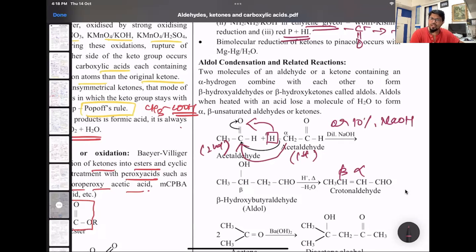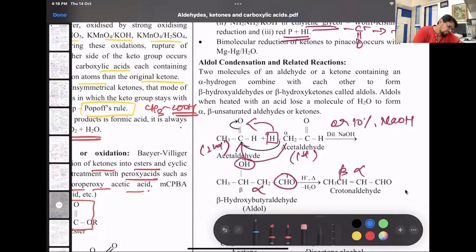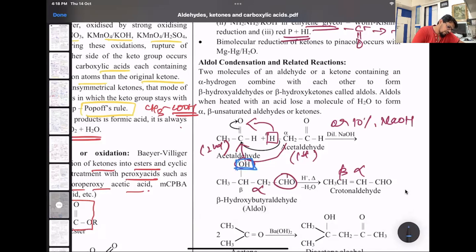Alpha H of the first molecule goes to the carbonyl oxygen of the second molecule. And the alpha carbon of the first molecule goes to the carbonyl carbon of the second molecule. You will always get an aldol, always. OH and CHO together. And then there will be alpha beta elimination. Is this clear? So alpha and beta, now this OH, and from the alpha, the H goes. So a double bond comes between alpha and beta. That's the formation of crotonaldehyde that we have.